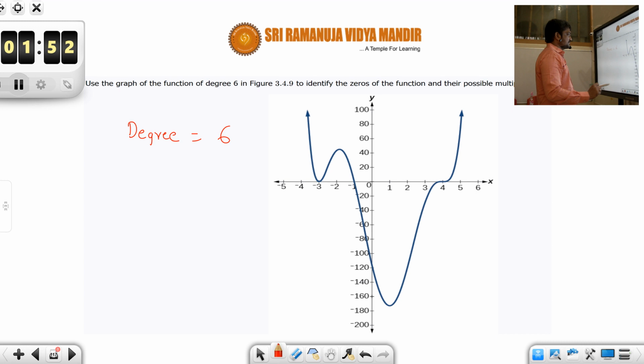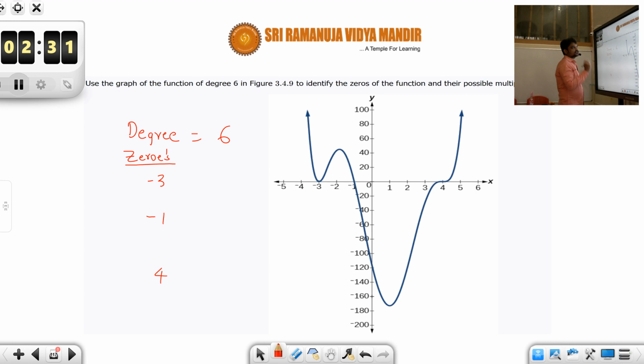Students, first of all, what is meant by zero? The points at which the y-value is 0, or the points at which the graph cuts the x-axis. Looking at this graph, you can observe that the graph is touching the x-axis at 3 different points. What are those? -3, -1 and 4. All these are the zeros of the given polynomial function.